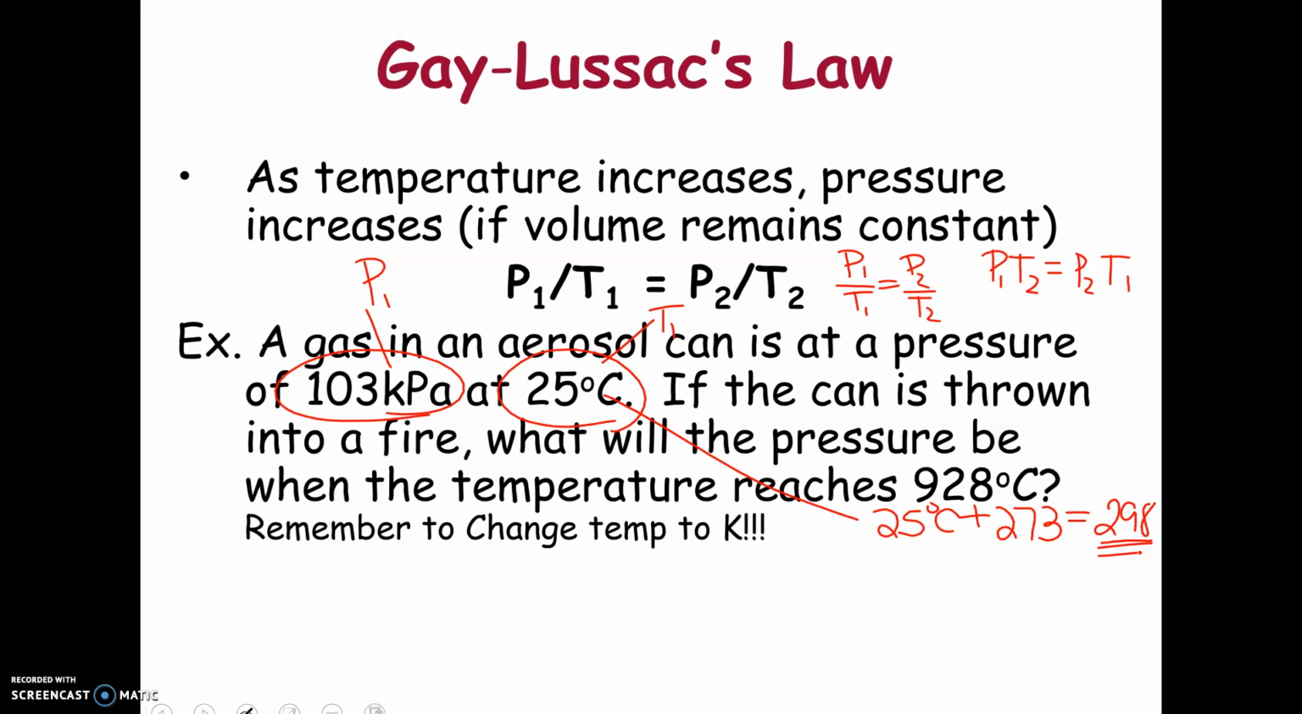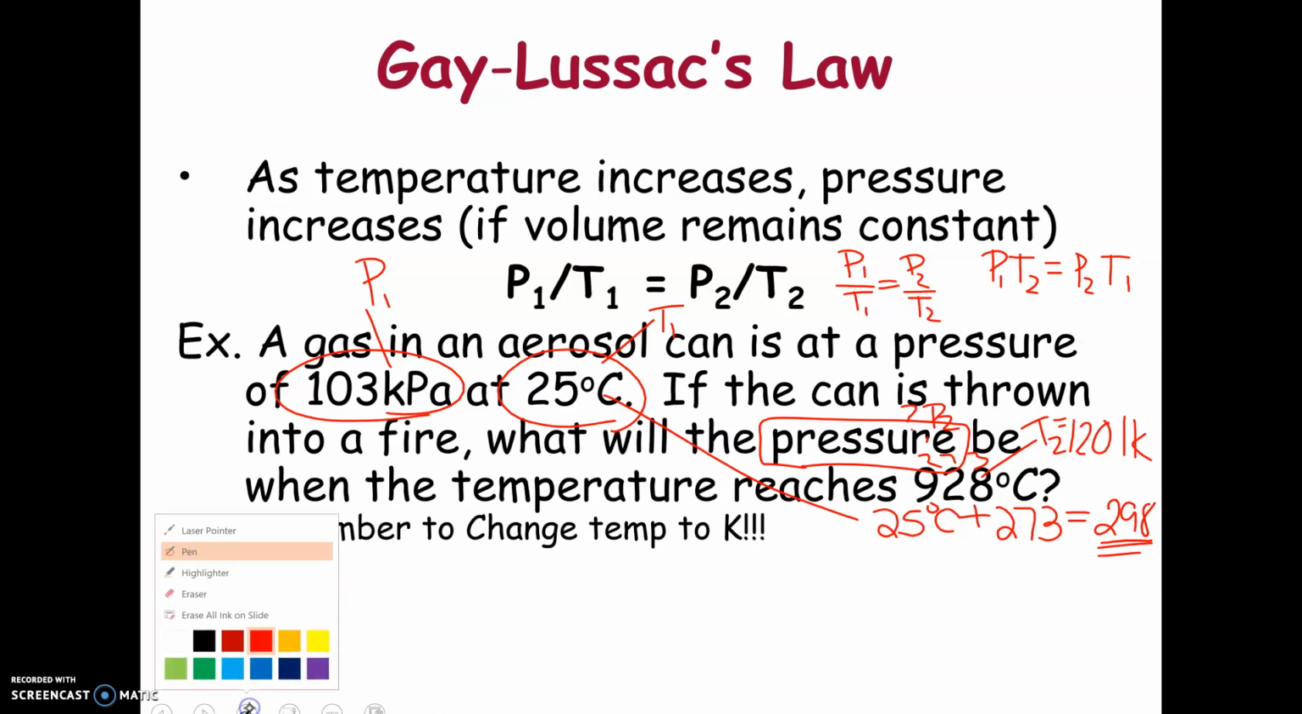The can is thrown into a fire. What will the new pressure be if the temperature is raised to 928 Celsius? So we are looking for P2, and they are giving us a T2. Our T2, again, needs to get changed to Kelvin. So if I add 273 to that, I'm going to get 1,201 Kelvin.